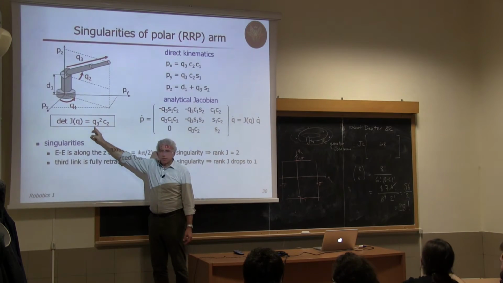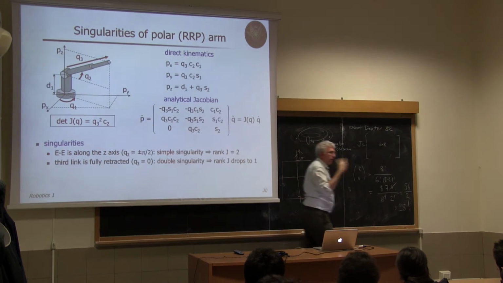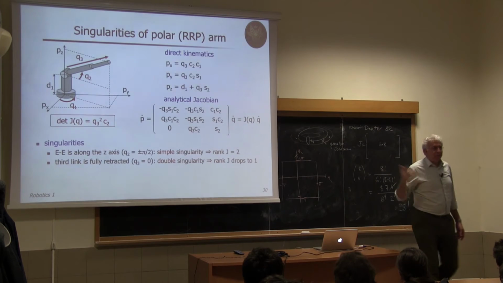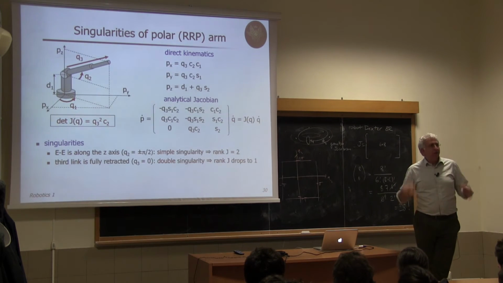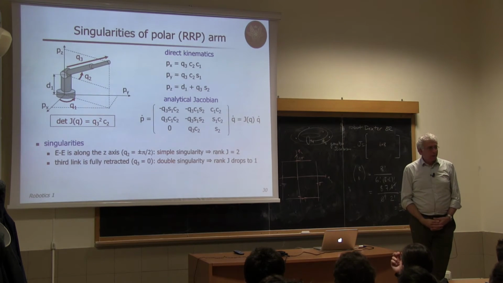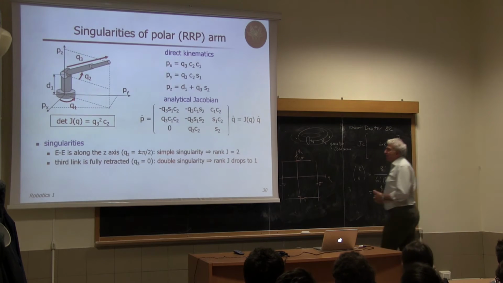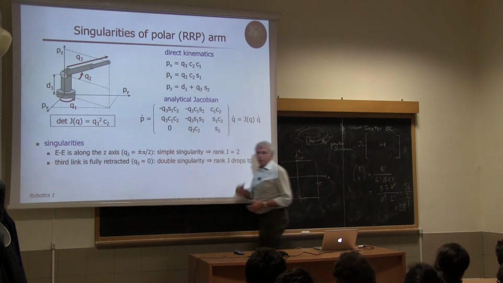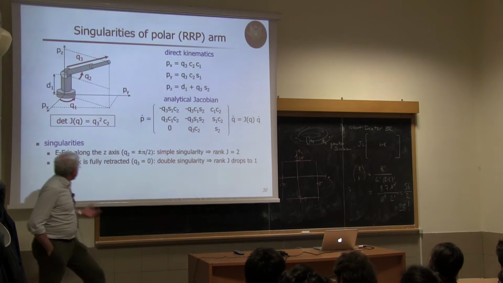But you see that when Q3 is 0, there's a kind of double singularity, because if you take the derivative with respect to Q3 of this function, you still have a dependence on Q3, and this will be 0 exactly in the same position. So it's a kind of double 0 when Q3 is equal to 0. In fact, this is true also when we analyze the singularity. Just this simple analytic result.